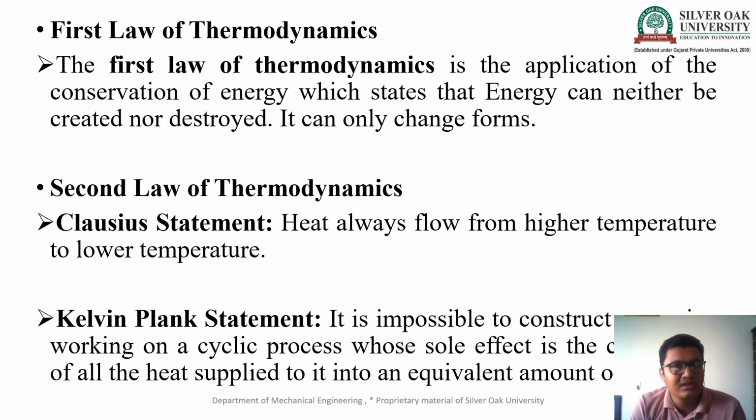So in this last topic we learned the three laws of thermodynamics. The first is the zeroth law of thermodynamics, then the first law of thermodynamics, and third the second law of thermodynamics. In the second law of thermodynamics there are two statements: the Clausius statement, heat always flows from higher temperature to lower temperature naturally, and the Kelvin-Planck statement, no engine has 100% efficiency. So this is our total last topic.